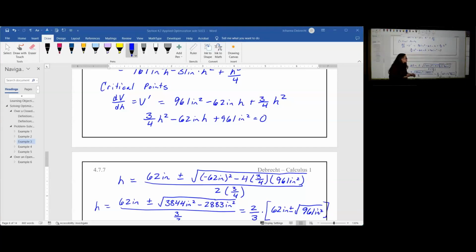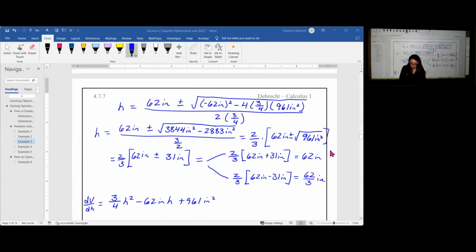So let's see how we did. I went ahead and set the equation equal to 0, and then I solved it. Notice that I did use the quadratic formula and I kept the 3/4 since I thought maybe I'd get some cancellation, and I did. As it turns out, I end up with the square root of 961, which is a perfect square. It turns out to be 31 squared. This gives me two possible answers, 62 inches and 62/3 inches.